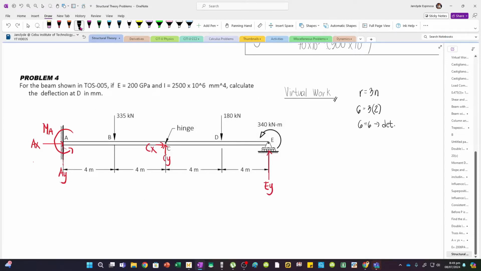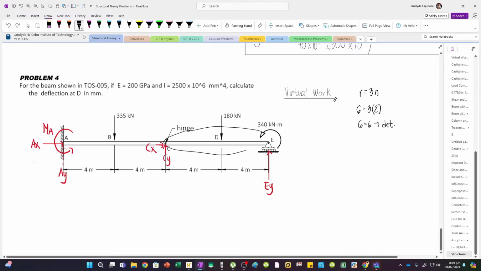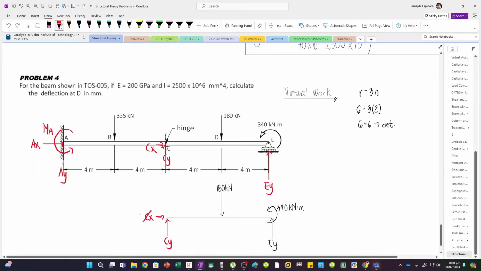So first, let's cut this member right here. So this is now EY, and then we have a moment load of 340 kNm, and then at point D we have 180 kN. And then we have here CY. And also CX. But CX is just going to be 0 because we don't have horizontal forces.